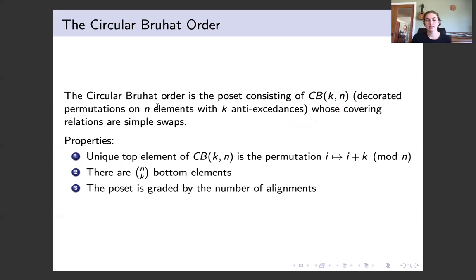So explicitly, the circular Bruhat order is the poset consisting of decorated permutations on n elements with k anti-exceedances. And as Gopal said, the cover relations are these simple swaps that either subtract or add exactly one alignment. So the unique top element of CPKN has the least number of alignments, and it is defined by i maps to i plus k mod n. Then there are n choose k bottom elements, which are all iterations of the identity permutation, where you choose exactly k elements to be white fixed points.